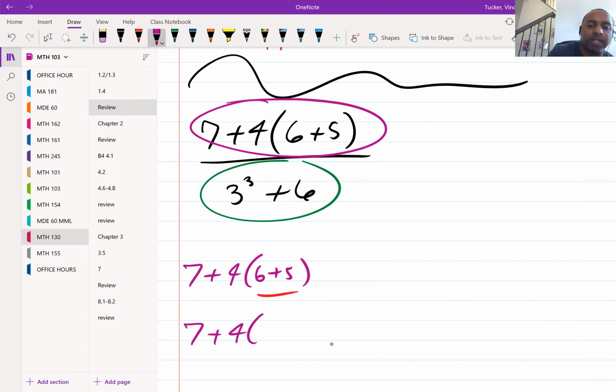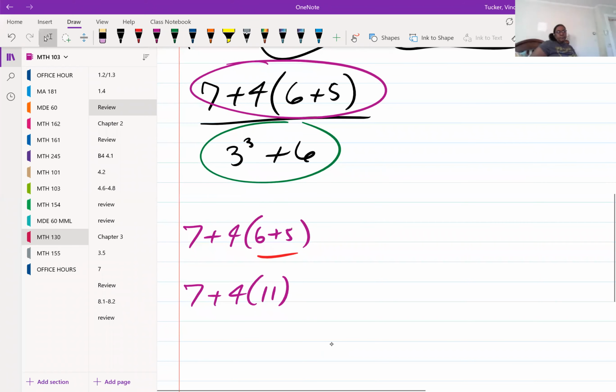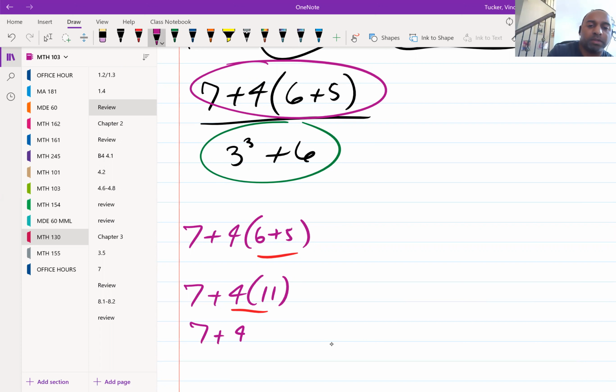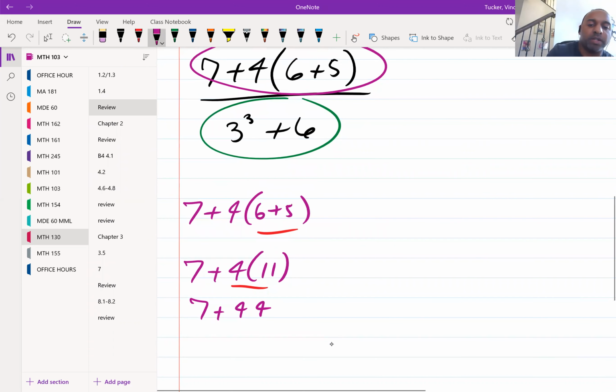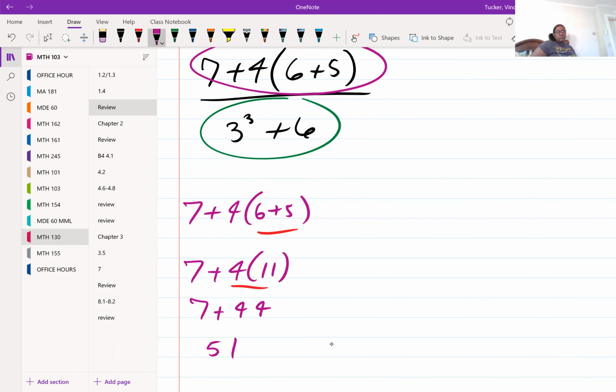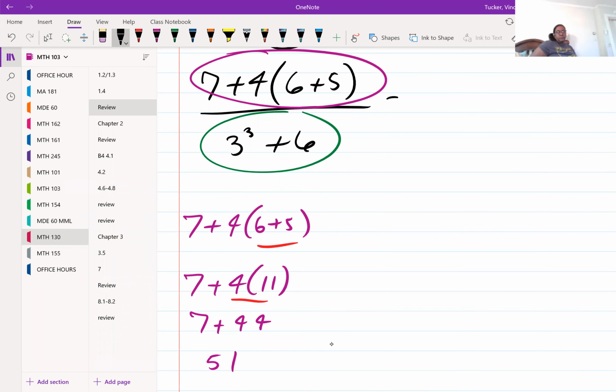So 7 plus 4 times 11. Then 4 times 11 is 44. Then you can go ahead and add them and get 51. All right, any questions on that?